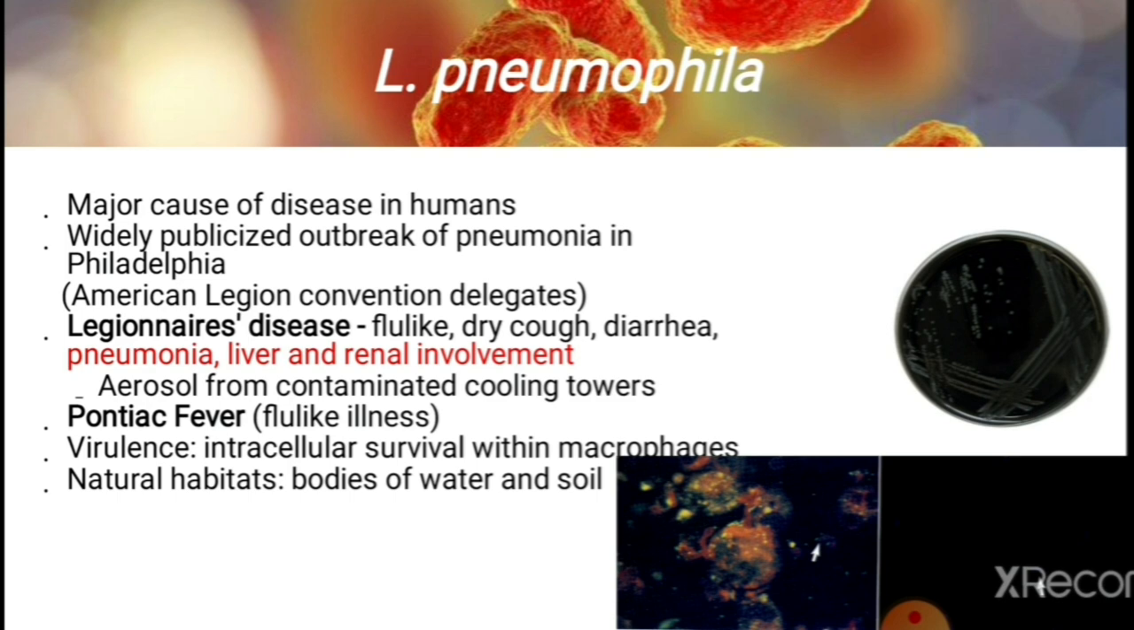Pontiac fever is an acute self-limited febrile illness with an incubation of 24 to 36 hours. The symptoms include high fever, chills, myalgia, and headache, which last 2 to 5 days. And then the treatment, or the antimicrobial susceptibility drugs for this one, are erythromycin, rifampin, or tetracycline.